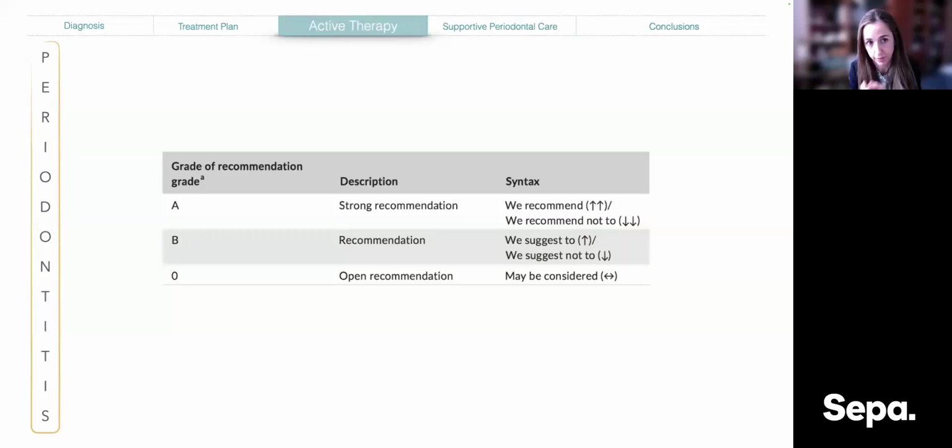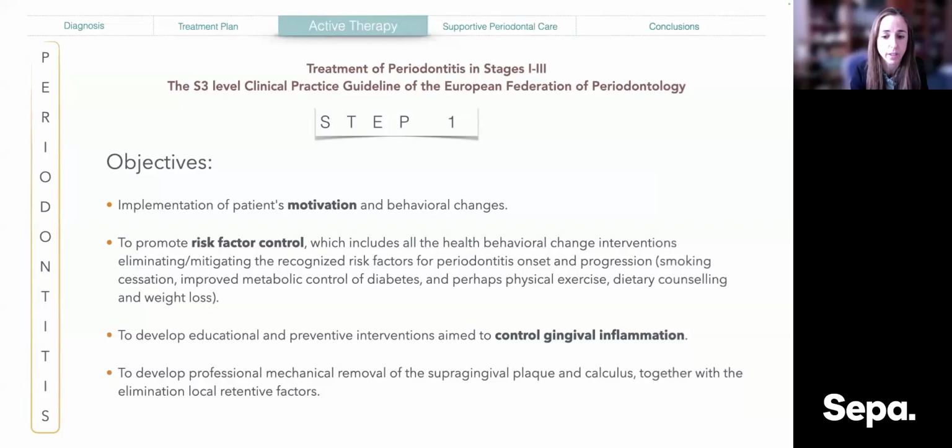So now, the next, please. Now, having understood what these recommendations mean, we have the intention to go over the different steps and see in which points the adjunctive use of antiseptics can contribute to the resolution or the control of periodontitis, as well as the prevention of its recurrence.